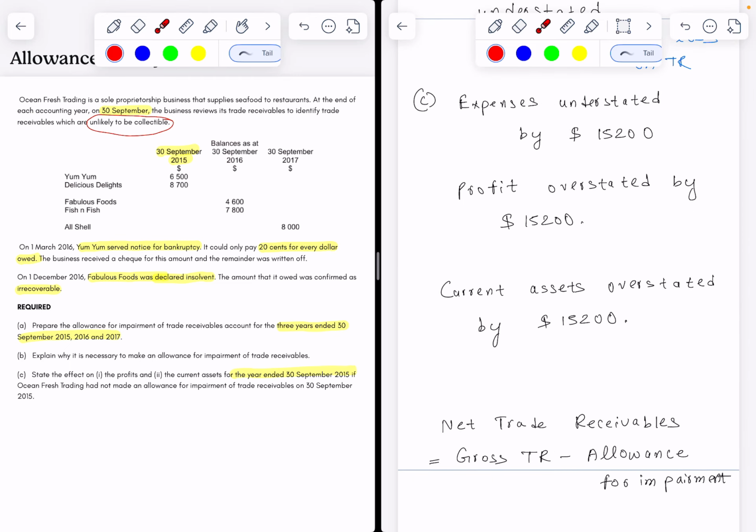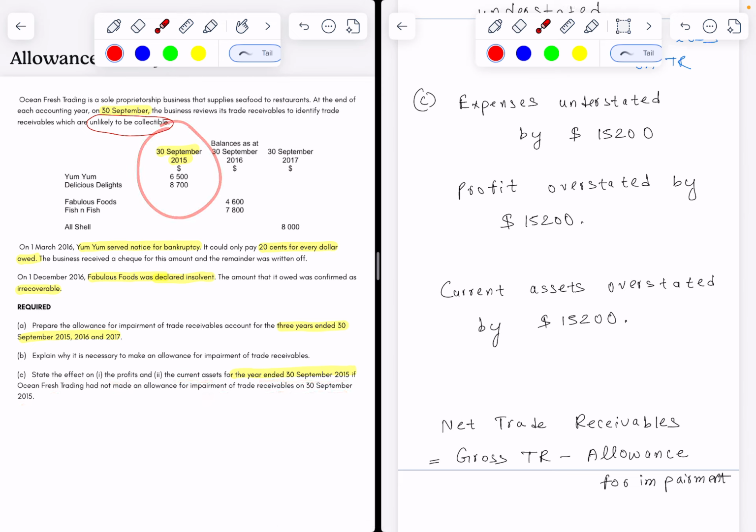All right, so then we have got the last question. State the effect on the profits and the current assets for the year ended 30 September 2015 if Ocean Fresh had not made an allowance for trade receivables on 30 September 2015. So we're basically in the first year. We understand that Yum Yum and Delicious altogether owed us $15,200, $6,500 plus $8,700, okay?